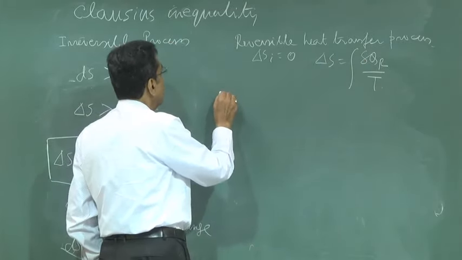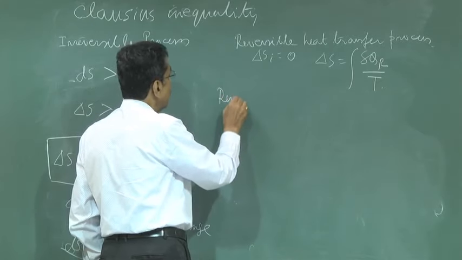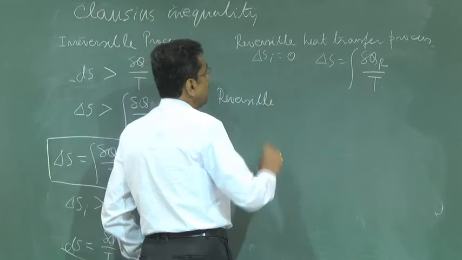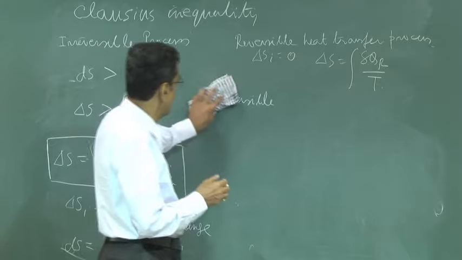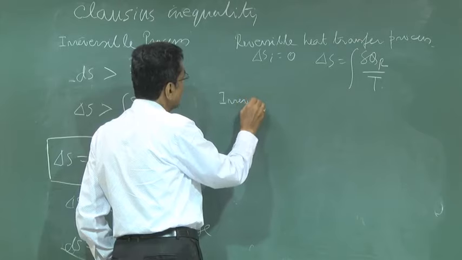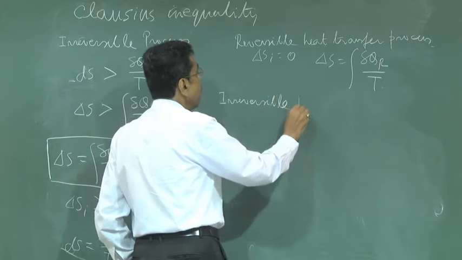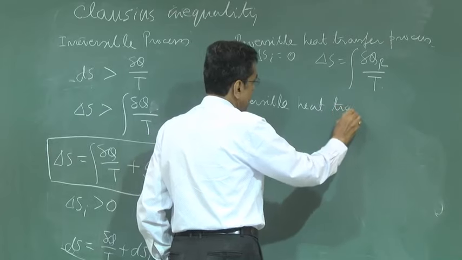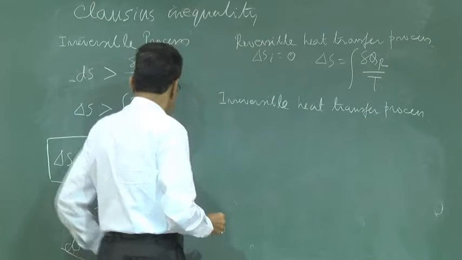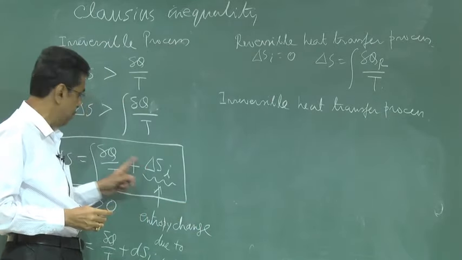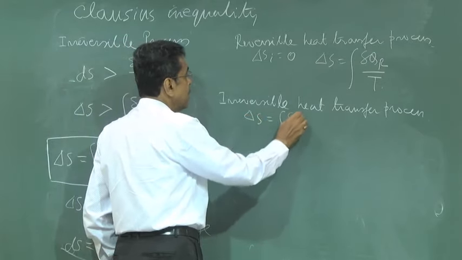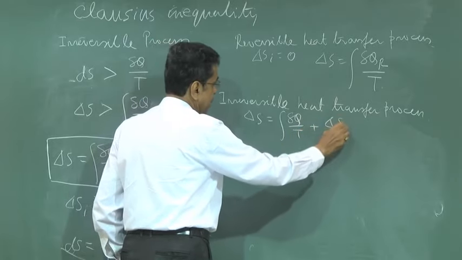Now, consider an irreversible heat transfer process. In that case, delta si is not 0, because irreversible heat transfer is there. That means the same equation applies: delta s equals delta q by t plus delta si.